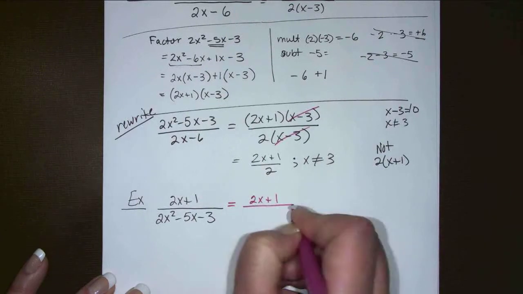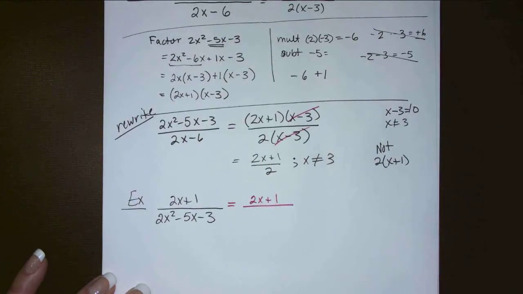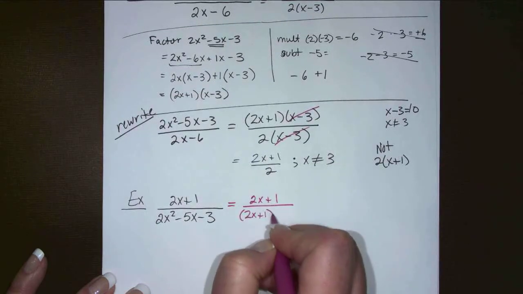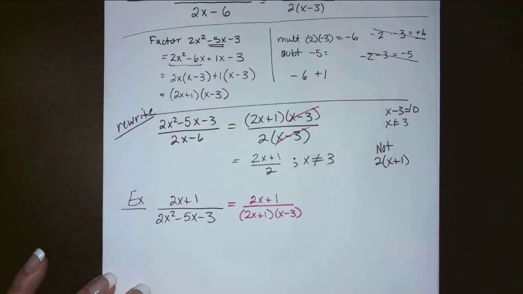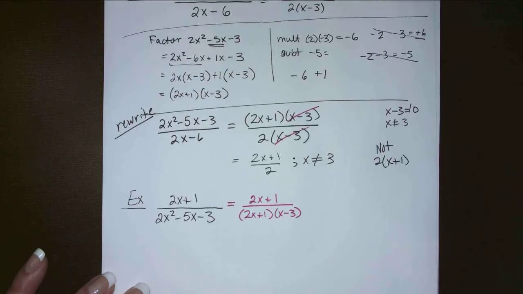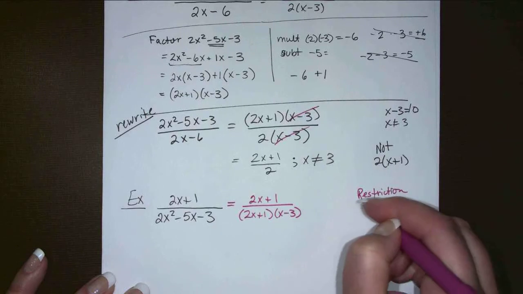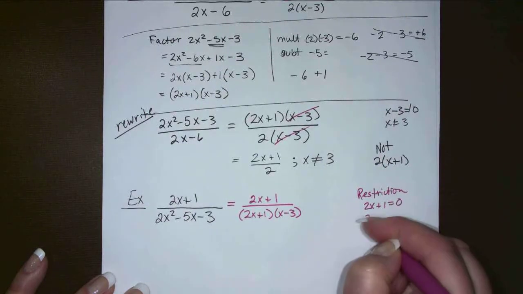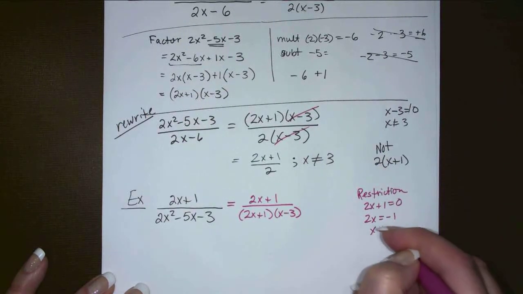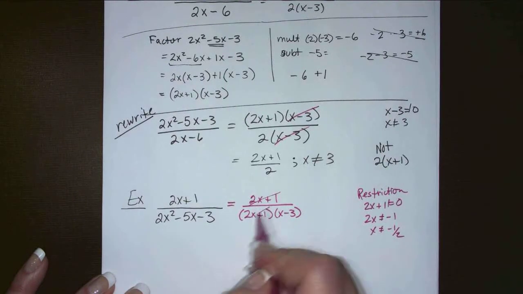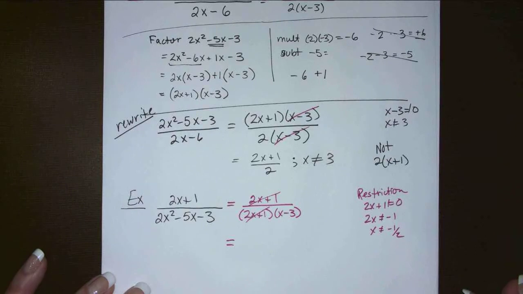Is the top factor? No. And the bottom was what? 2x plus 1 times x minus 3. What cancels? The 2x plus 1, so we need the restriction for that. 2x plus 1 equals 0. Negative 1/2. So x can't be negative 1/2. Once we cancel that, now, what do we write this as? 1 over. Be really careful of that. If the whole top cancels, we're left with a 1.